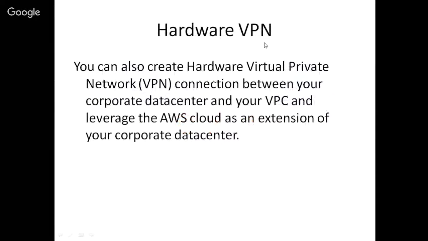Next is about hardware VPN. What is hardware VPN? You can always create a hardware VPN connection between your corporate data center and your VPC and leverage the AWS cloud as an extension to your corporate data center. Okay, so this is the hardware VPN which you can connect. This is the connection which is between your corporate data center and your VPC.